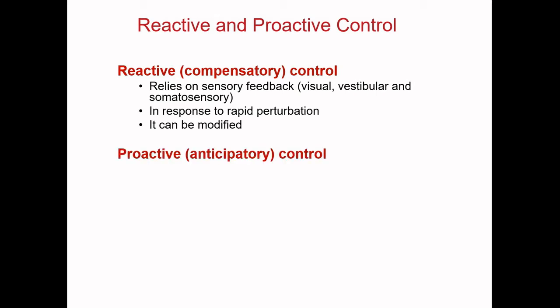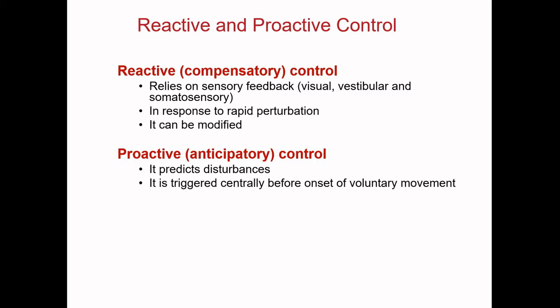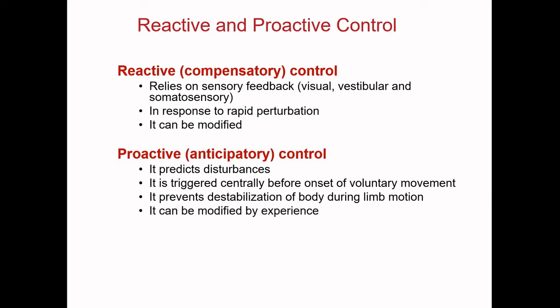Proactive control is anticipatory, that is, it's organized in anticipation of a particular disturbance to balance. Proactive control is predictive of disturbances. It's triggered centrally before the onset of a voluntary movement. Proactive control acts to prevent destabilization of posture during limb movements. As with reactive control, it can be modified by experience.